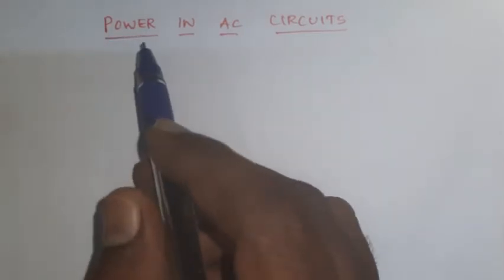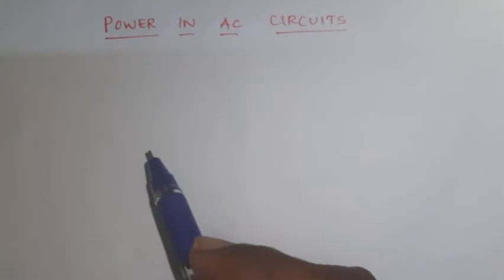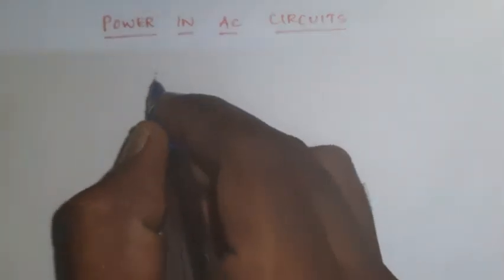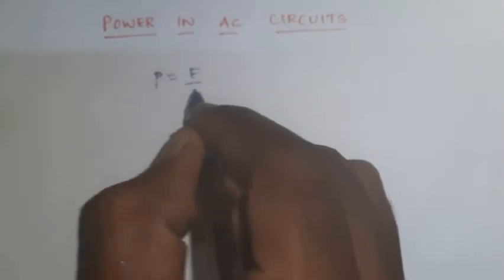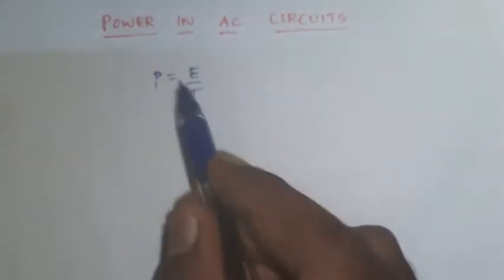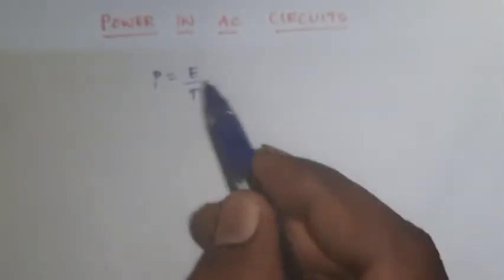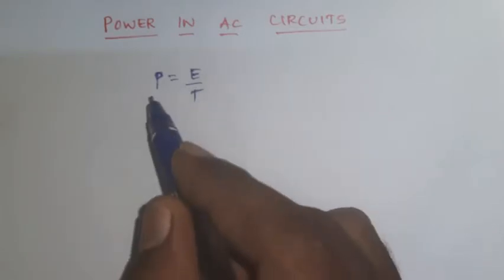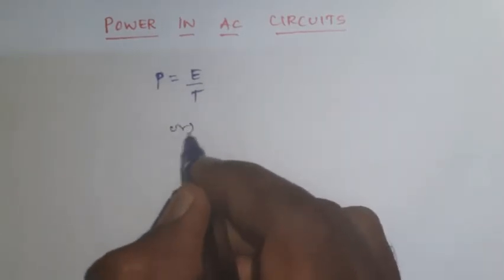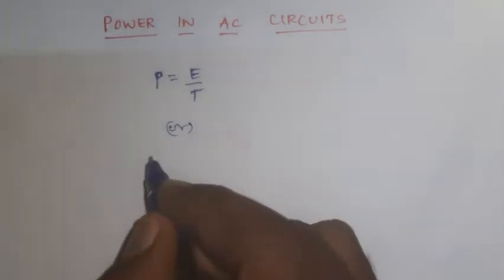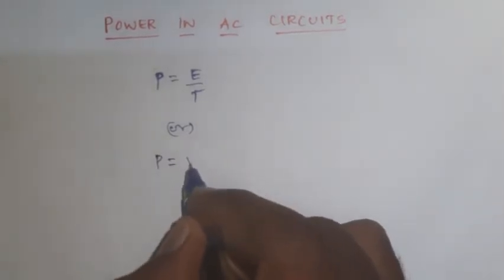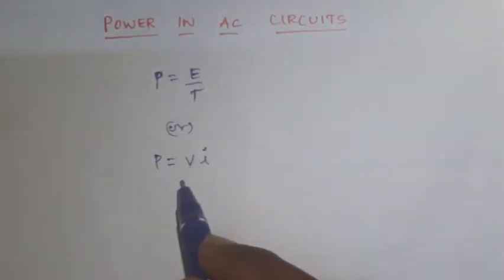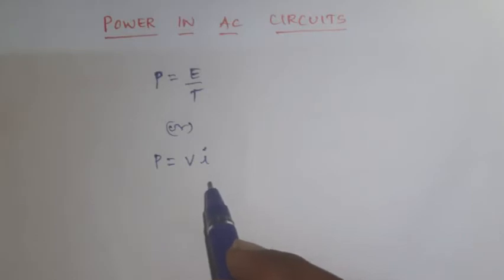Power is nothing but the rate of dissipation of energy, or rate of consumption of energy, in that circuit. So P is equal to E by T, where E represents dissipated energy with respect to time. So the rate of dissipation or consumption of electric energy in the circuit is nothing but power. In an AC circuit, we can define power as the product of voltage V and current I, where V represents alternating voltage and I represents alternating current.